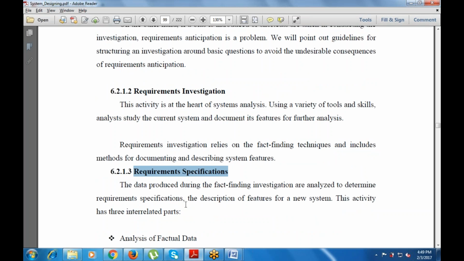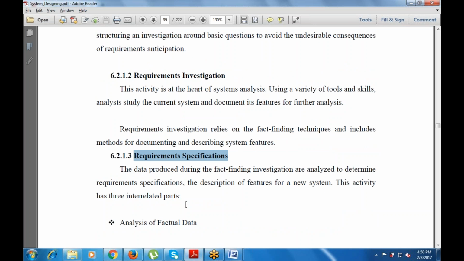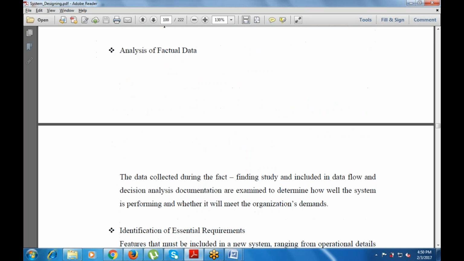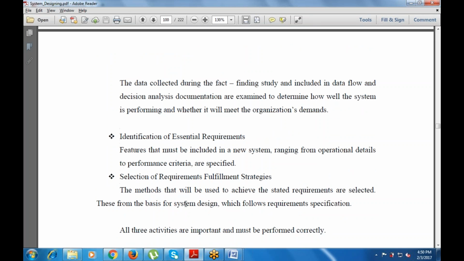The next one is the requirement specification. So one is requirement gathering, then requirement investigation, then specification. The fact-finding investigations are analyzed to determine the requirement specification, a description of the features for a new system, and the activity undertaken has three interrelated parts. First is analysis of the factual data, whatever the fact-finding techniques have produced, represented in the data flow and decision analysis documentation that is used to determine how well the system is performing and whether it will meet the organization's goals or not.